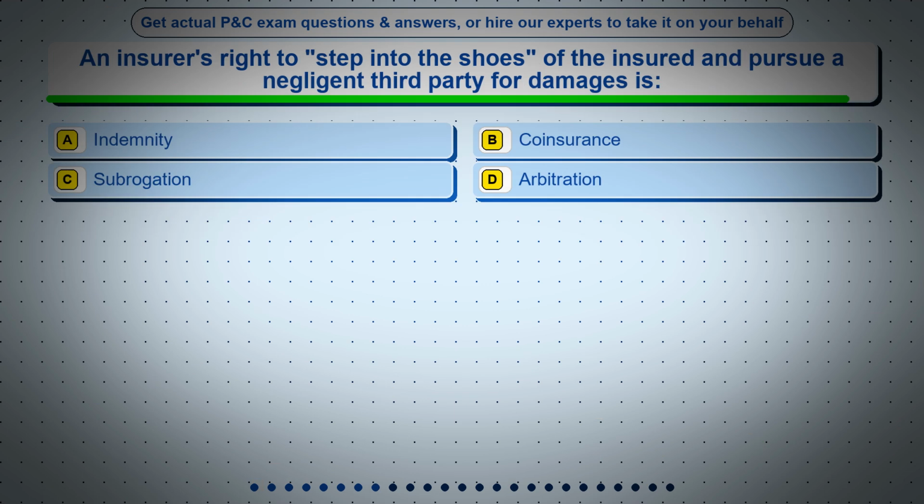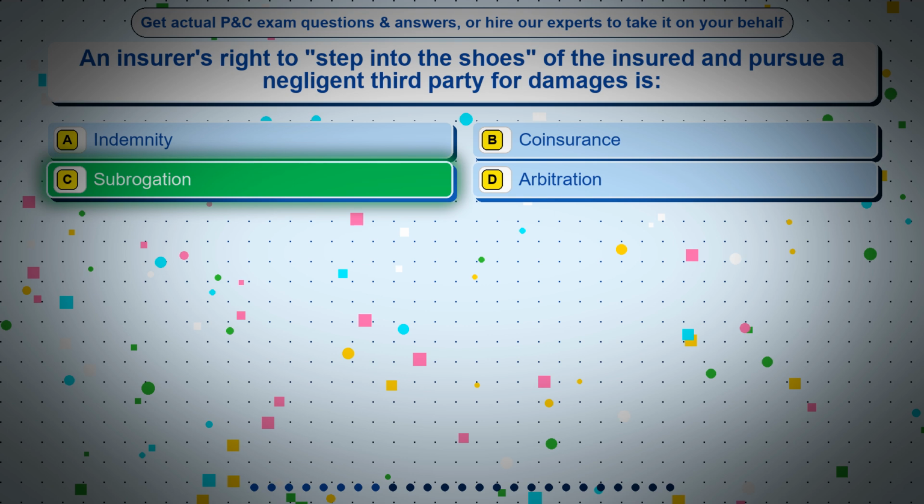Question 8. An insurer's right to step into the shoes of the insured and pursue a negligent third party for damages is: Option A. Indemnity. Option B. Coinsurance. Option C. Subrogation. Option D. Arbitration. The correct answer is option C.